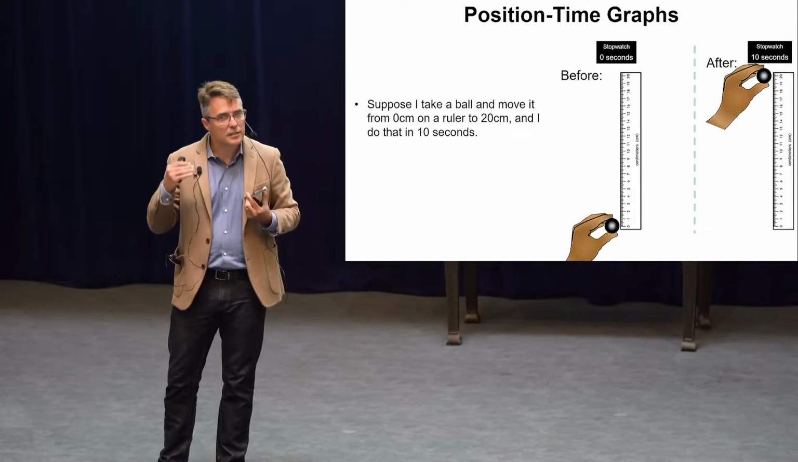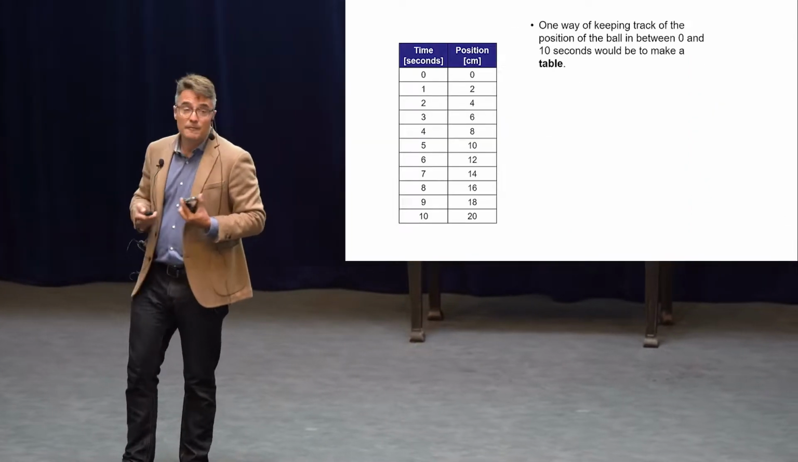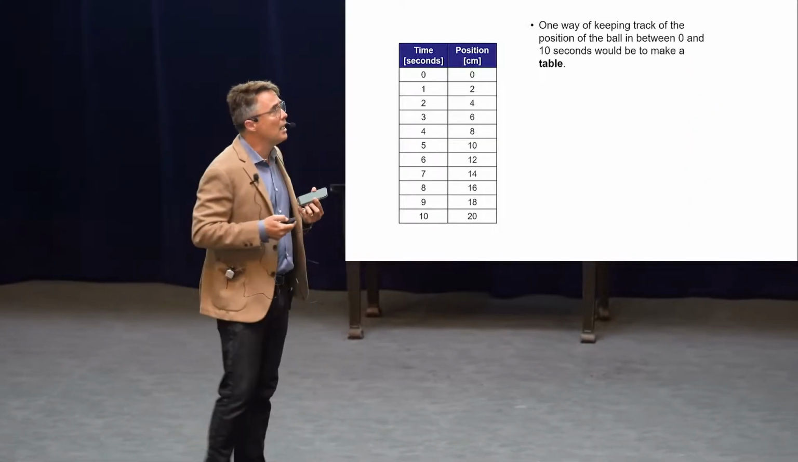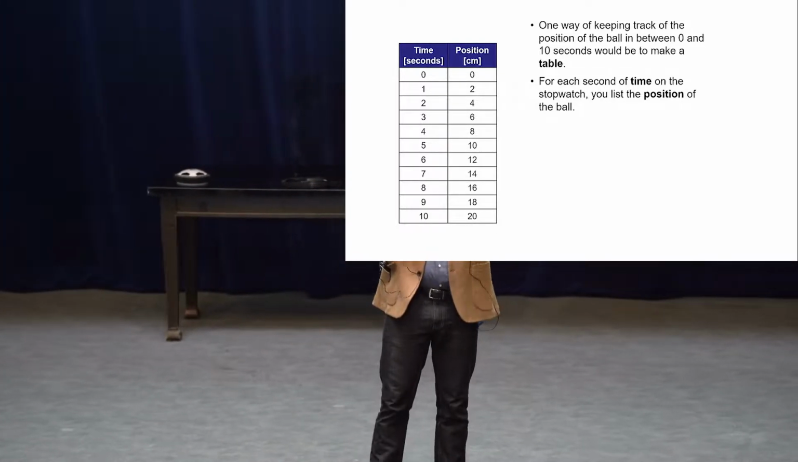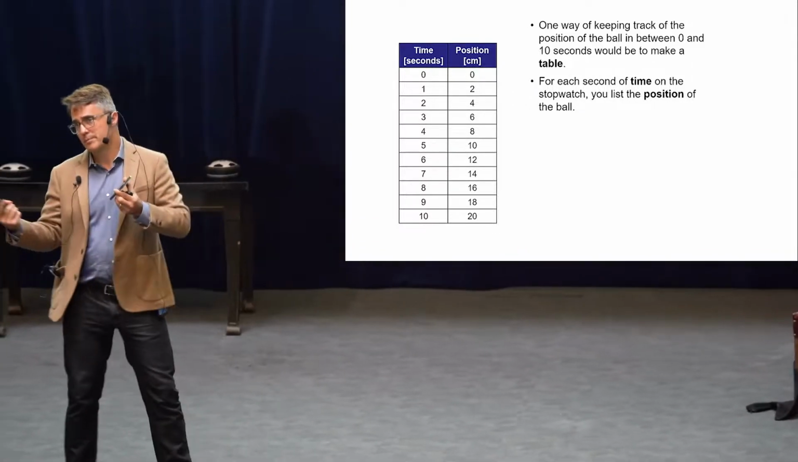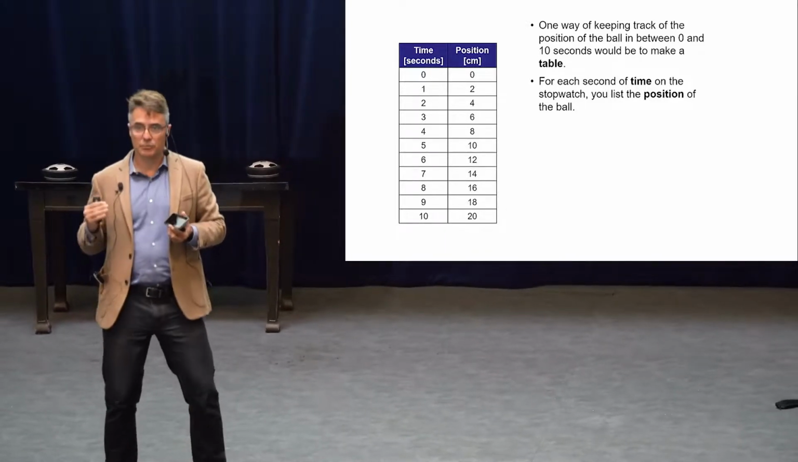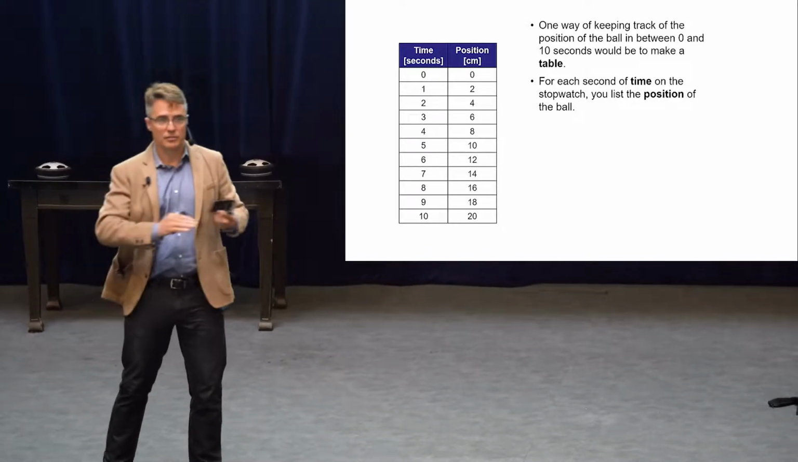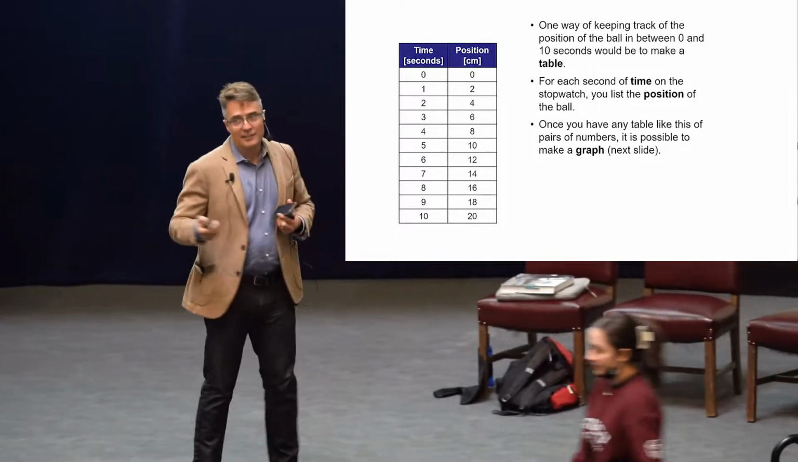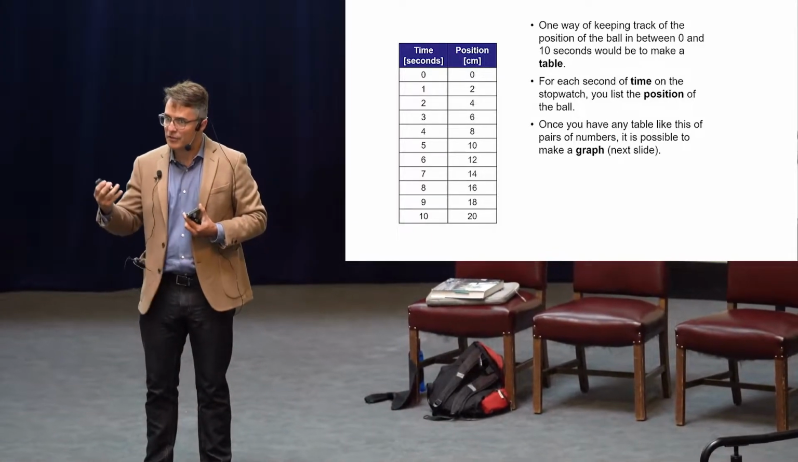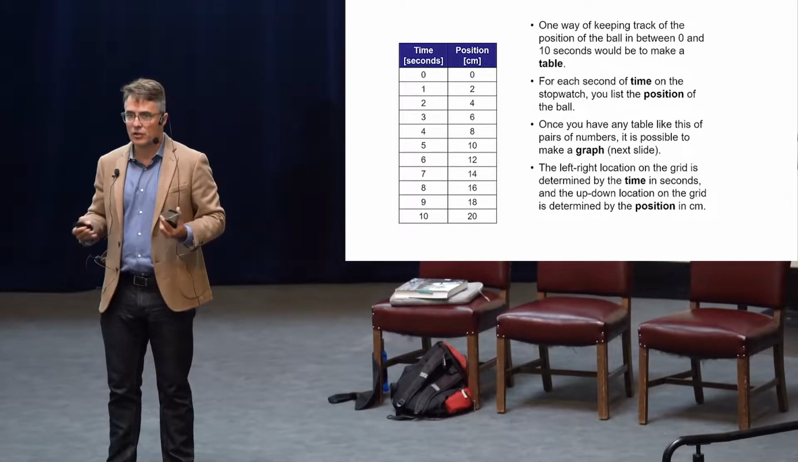But if you really wanted to describe all the motion in between, you could, for example, just make a table, okay? In which you've got, for every second of time on the stopwatch, a corresponding position along the ruler. In this case, the ruler is going up or something, but the ruler could be sideways, or you could imagine describing lots of different kinds of motion this way. And then once you have a table of pairs of numbers here, then you can make a graph. And that's all this is.